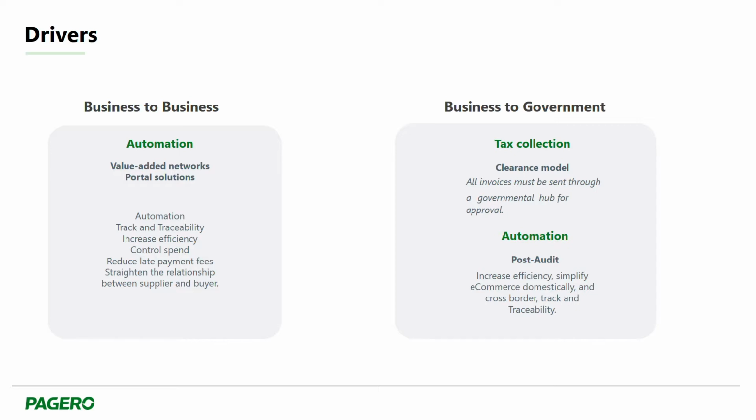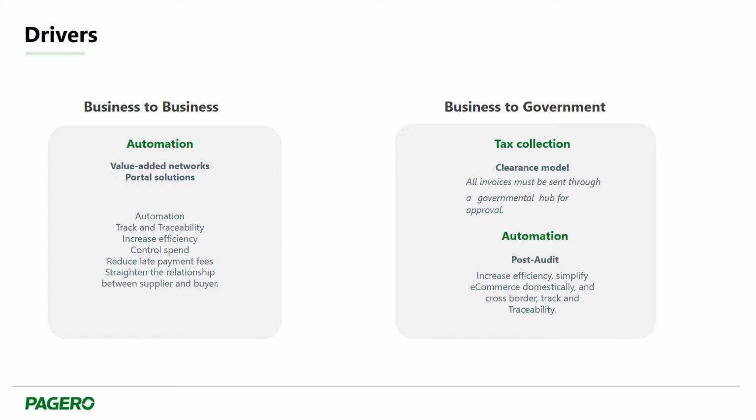And the other model that we see growing tremendously is something that we call the post-audit model, which means that you have to send your invoice electronically, but you can still do the tax reporting afterwards, so it doesn't have to go through a governmental hub. What the governments are doing here is introducing an e-invoice mandate, saying that all invoices sent to the governmental entities must be sent and received electronically. And this basically goes for all member states in the European Union.